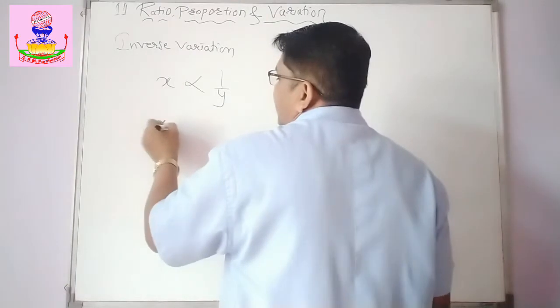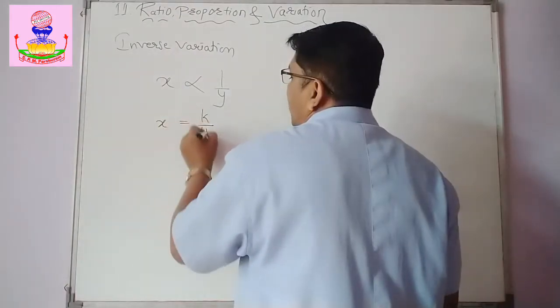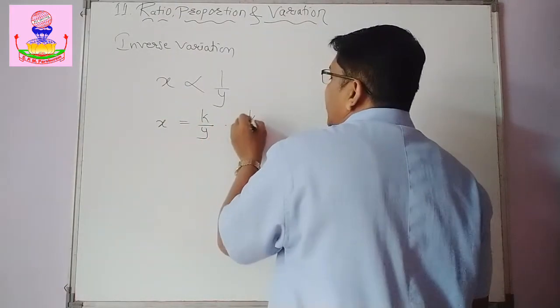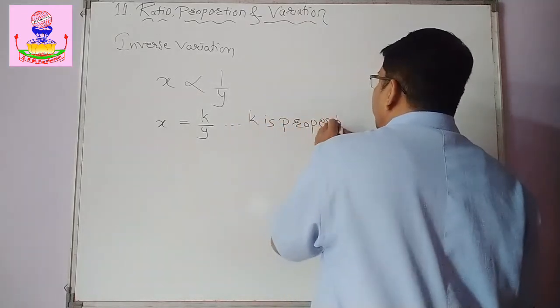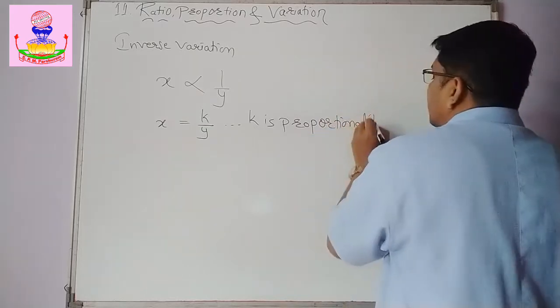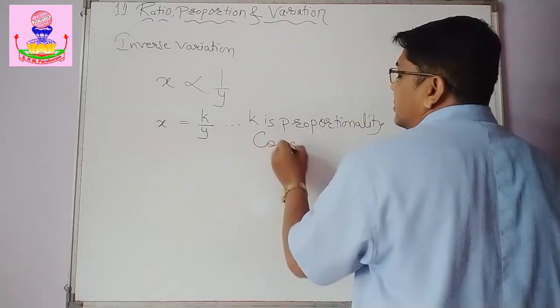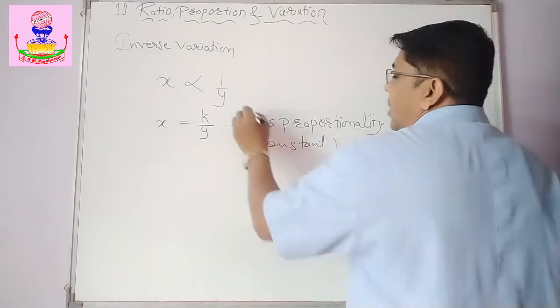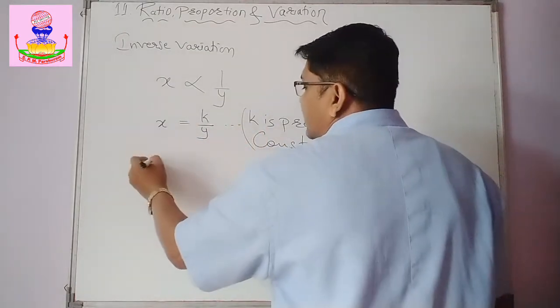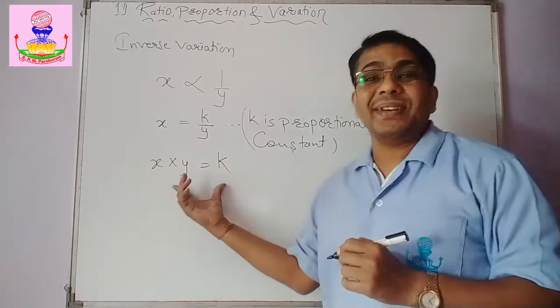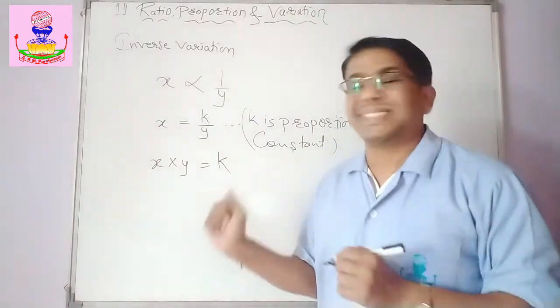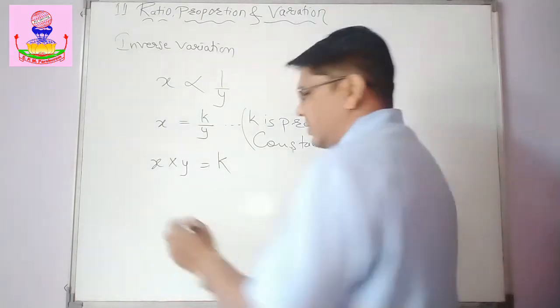So proportionality sign. x is equal to k upon y, where k is the proportionality constant. Now bring this y to this side. So x into y is equal to k. So in inverse variation, the product is always constant. So we can generalize this.